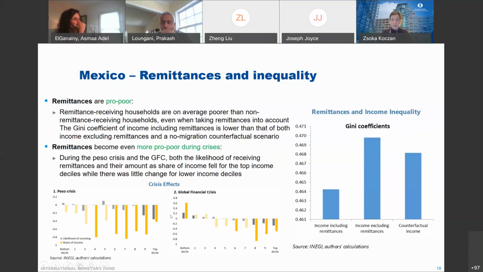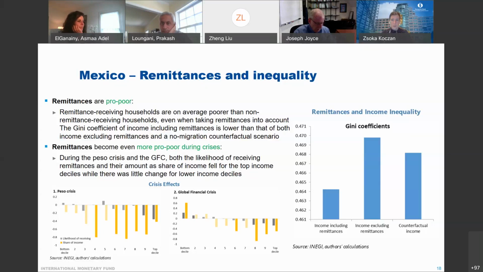You can see that for both crises, the likelihood of receiving remittances falls at the top during the crisis, and this is consistent with falling investment motives. During the peso crisis, you don't see much significant movement at the bottom of the distribution yet. However, what is quite striking is this increase in the likelihood of receiving remittances for the poorest deciles during the global financial crisis. So this would be consistent with migration opportunities by then being more widely available, so that there would be poor households receiving remittances.